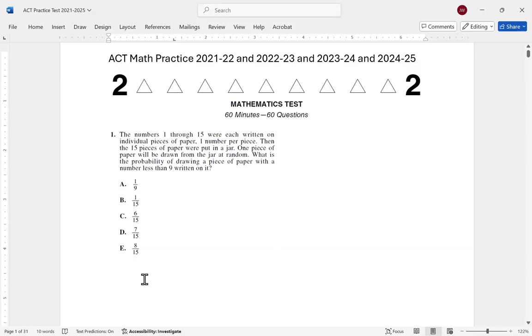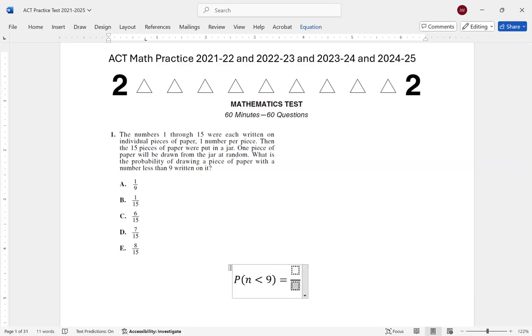Problem number 1 says the numbers 1 through 15 were each written on individual pieces of paper, one number per piece. Then the 15 pieces of paper were put in a jar. One piece of paper will be drawn from the jar at random. What is the probability of drawing a piece of paper with a number less than 9 on it? So we're saying, what is the probability that the number I draw is going to be less than 9?